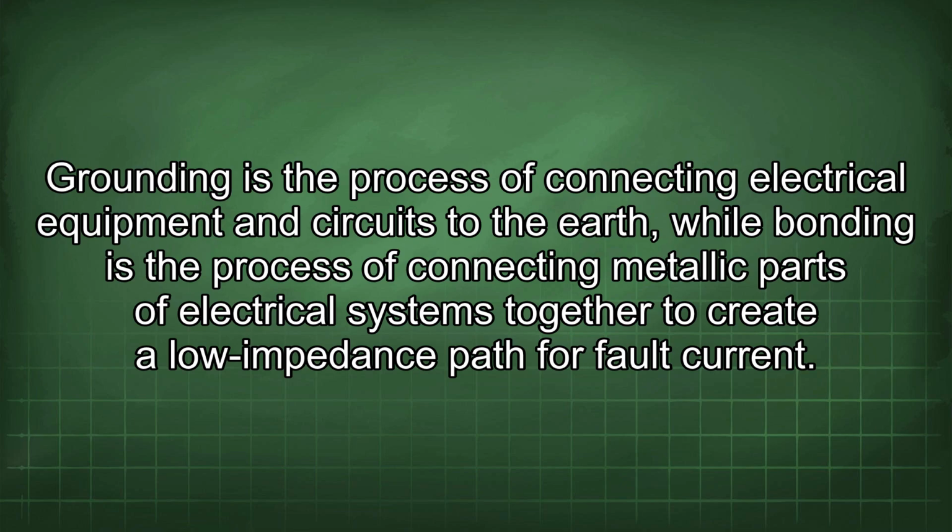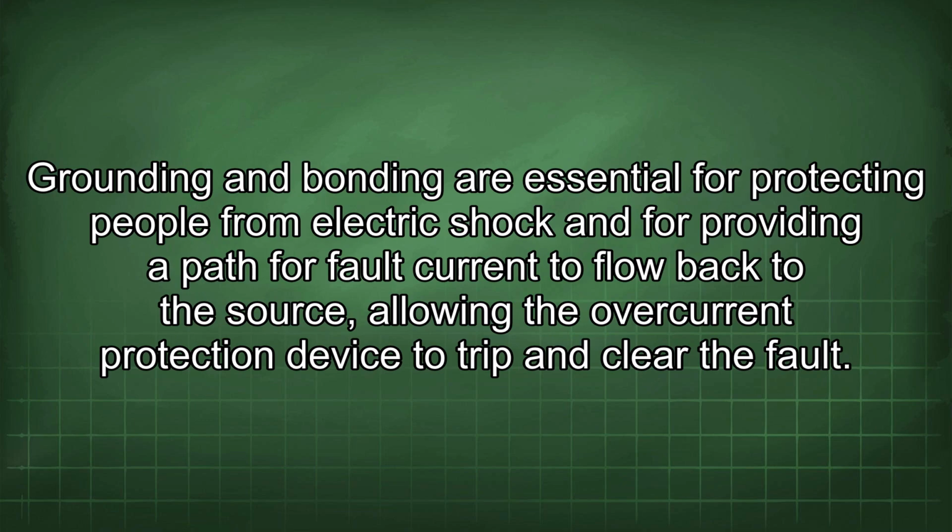Grounding is the process of connecting electrical equipment and circuits to the earth, while bonding is the process of connecting metallic parts of electrical systems together to create a low impedance path for fault current. Grounding and bonding are essential for protecting people from electric shock and for providing a path for fault current to flow back to the source, allowing the overcurrent protection device to trip and clear the fault.